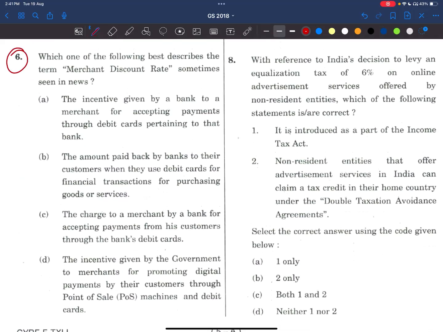Which one of the following best describes the term merchant discount rate sometimes seen in news? See here, friends, he is just asking for the definition of merchant discount rate. What does merchant discount rate mean? We as a customer go to a shop or somewhere else, and there are a few offers on credit cards and debit cards. When we are doing transactions based on debit cards and credit cards, the merchant whom we are paying has to pay some sort of commission to the banks which provide the debit cards and credit cards. Actually, it's not a commission, it is a rate at which the merchant has to pay the charge or fees to the banks.